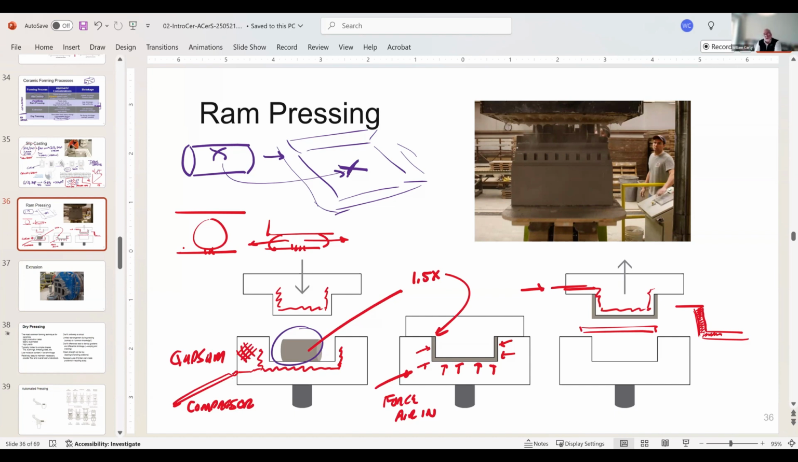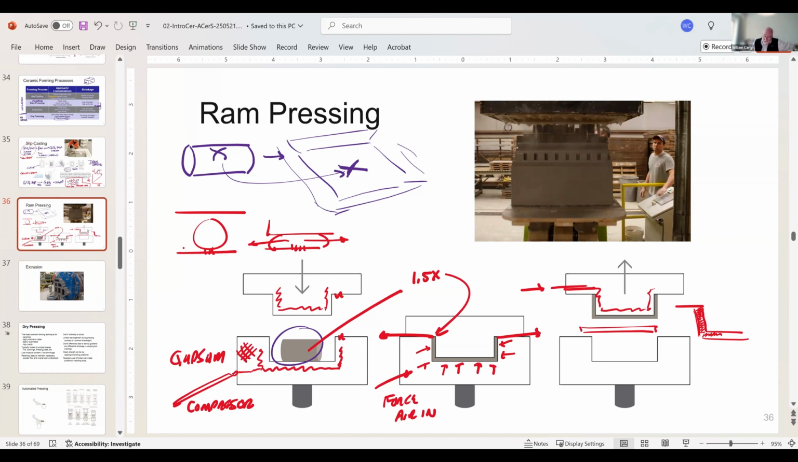The same with jiggering. You end up with the excess material getting pushed out through here in the ram press, and usually there's some detail in this mold that allows this to pinch off that clay. This piece then goes right back in and gets reused again. But you have to have that excess material to make this process work. And the same with jiggering.